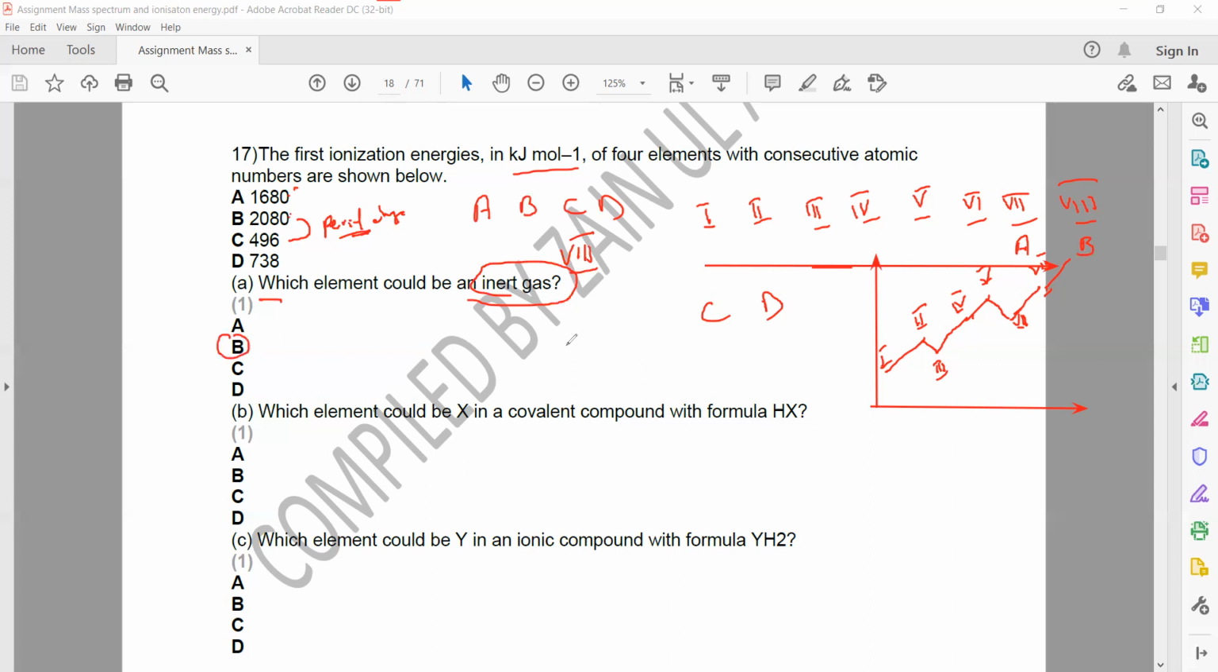Which element could be X in a covalent compound with the formula HX? Basically, HX means H is sharing one electron only, forming a covalent bond. As hydrogen shares one, that X is also sharing one. So which group shares one electron? That is group 7. So which one is group 7? A is group 7.